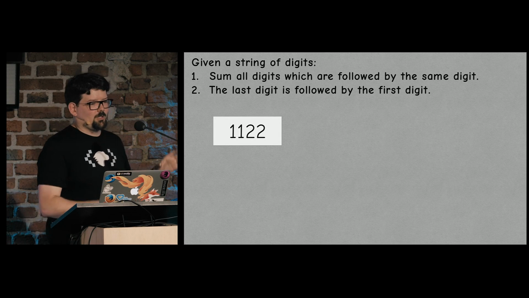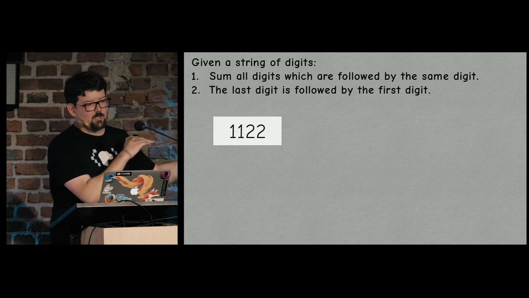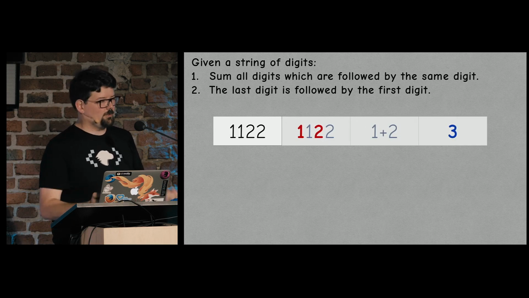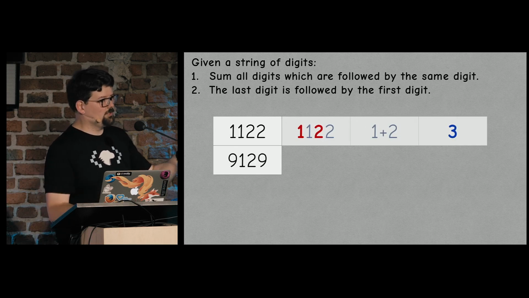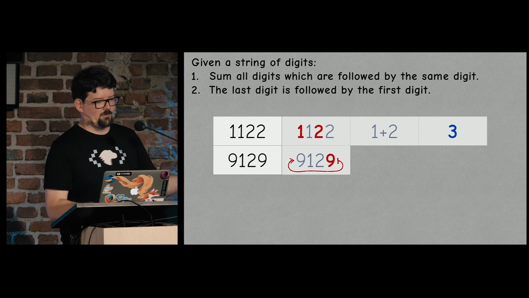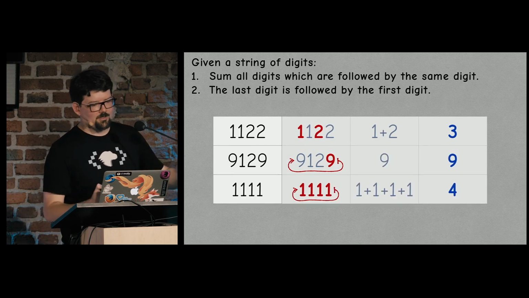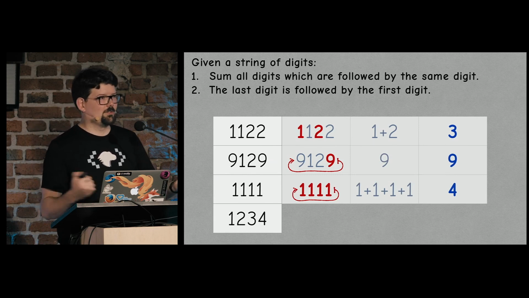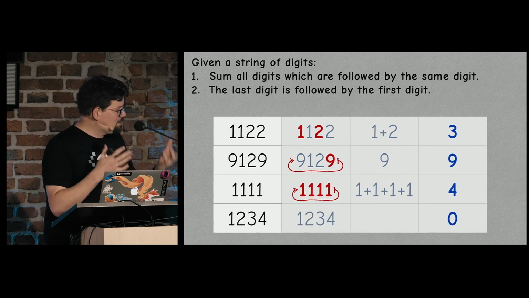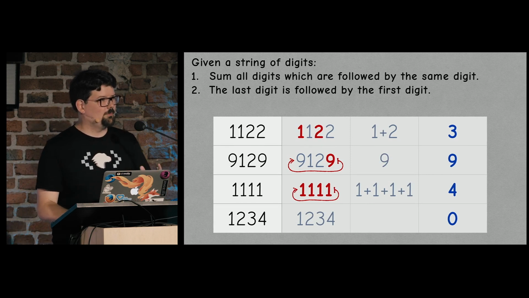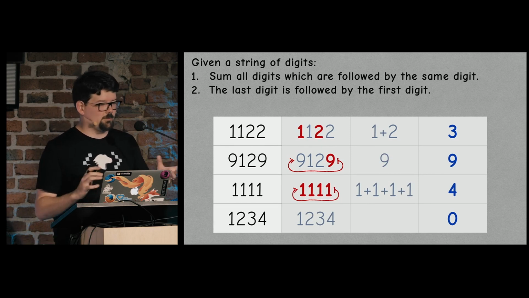What this problem is saying is more or less, if you have a string of numbers like 1, 1, 2, 2, well, the 1 follows 1, the 2 follows 2, so we add those together and the result is 3. Or with 9, 1, 2, 9, well, it wraps around, so we count the 9, and that's our sum. 1, 1, 1, 1, everything follows everything. 4, 1, 2, 3, 4, 0. So it's simple, but it's kind of a fun challenge. I'd encourage you to try to write this in JavaScript and see what that looks like compared to what we get in Rust.